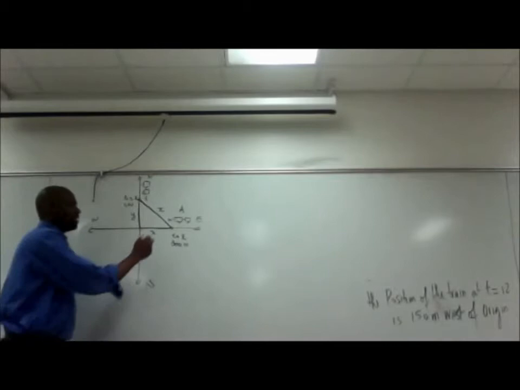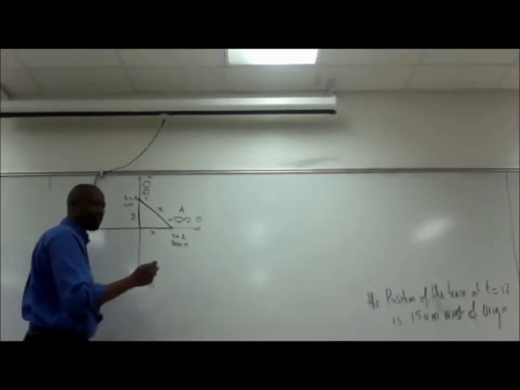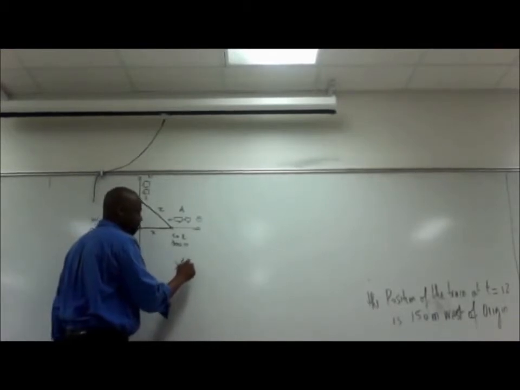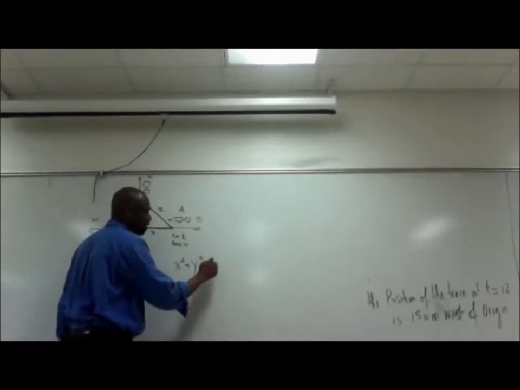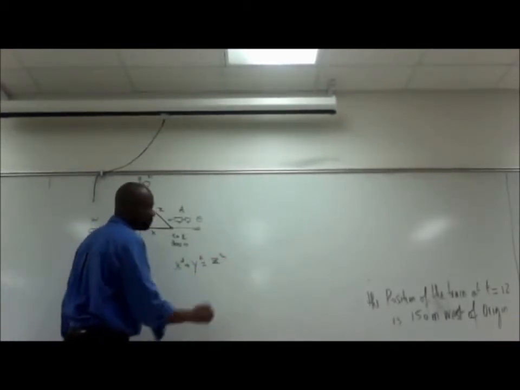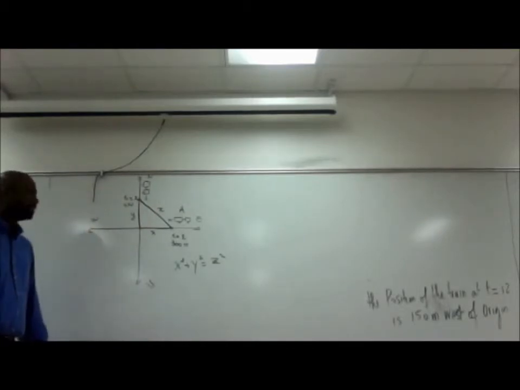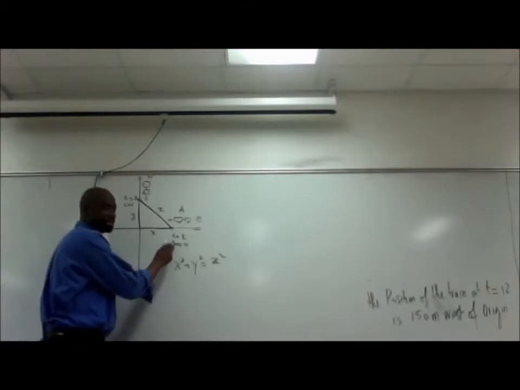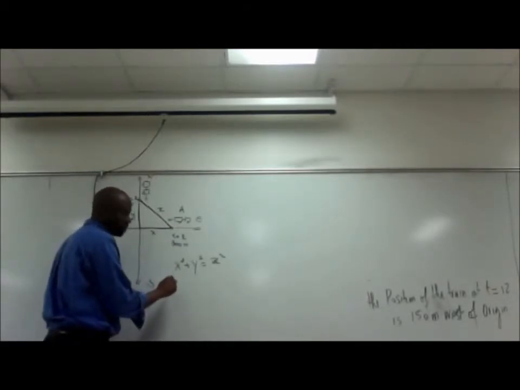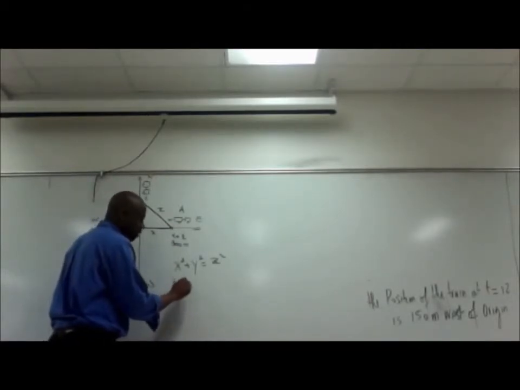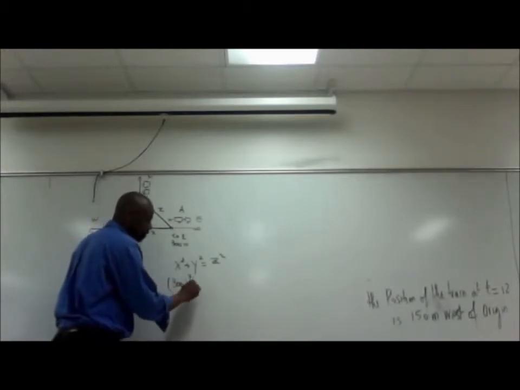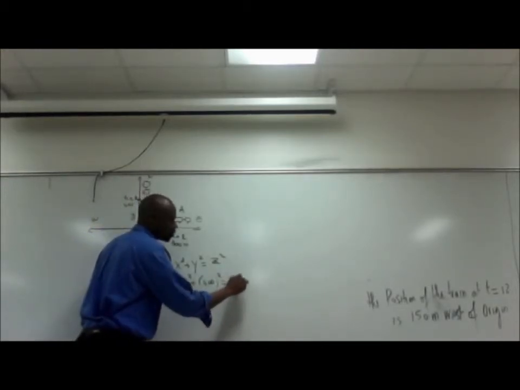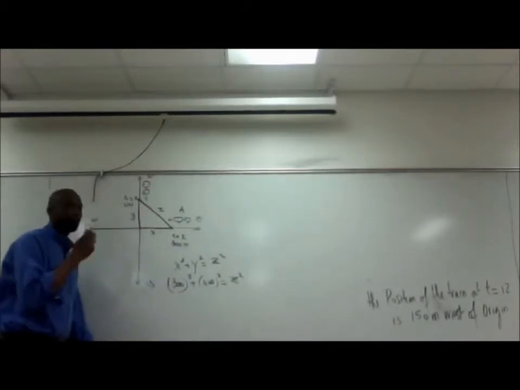All right. So now, Pythagorean theorem is going to be what? X squared plus Y squared equals Z squared. So how much is Z? X is 300, so 300 squared plus 400 squared equals Z squared.